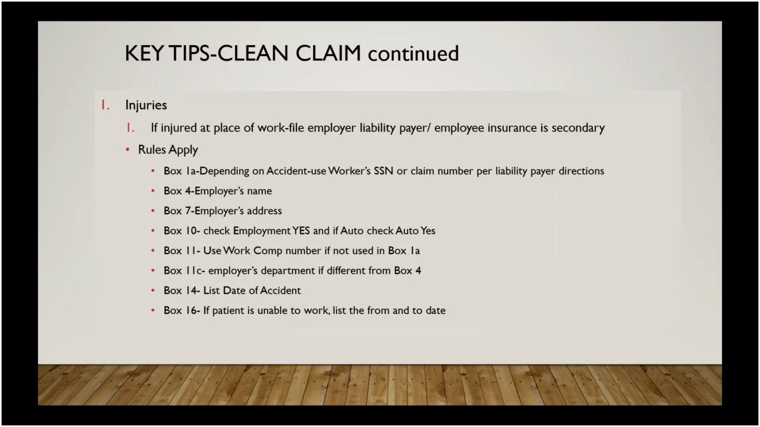Box 11, use work comp number if not used in box 1A. Box 1C is the employer's department if different from box 4. And box 14, list the date of accident. Box 16, if the patient is unable to work, list the from and to dates, because that's going to be utilized for them to pay the workers' compensation.